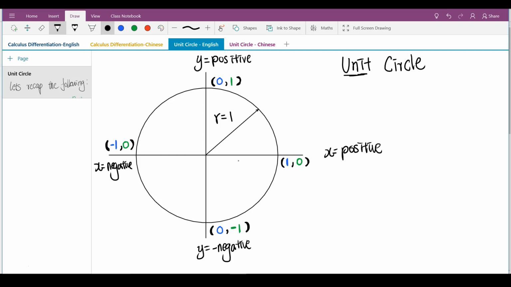So since our radius is 1, it would have reached out to the negative side by 1. So our x coordinate at the 9 o'clock position would be -1, and the y coordinate would be 0 because it's right on the x-axis. All right, and then at the 6 o'clock position, the x coordinate will be 0 because it's right on the y-axis, and our y coordinate will be -1 because our radius is 1 and it's stretching out to the bottom where y is negative.